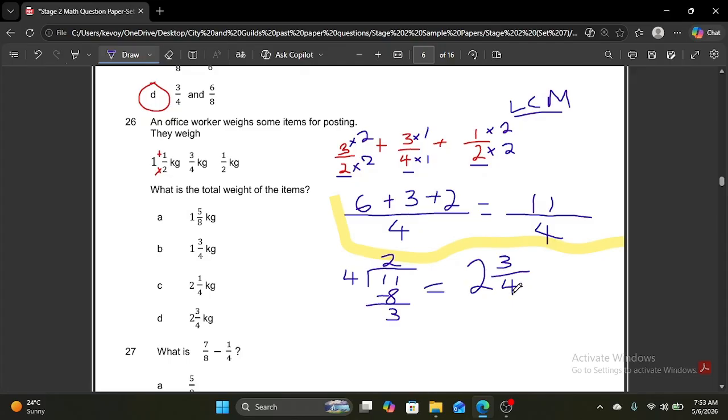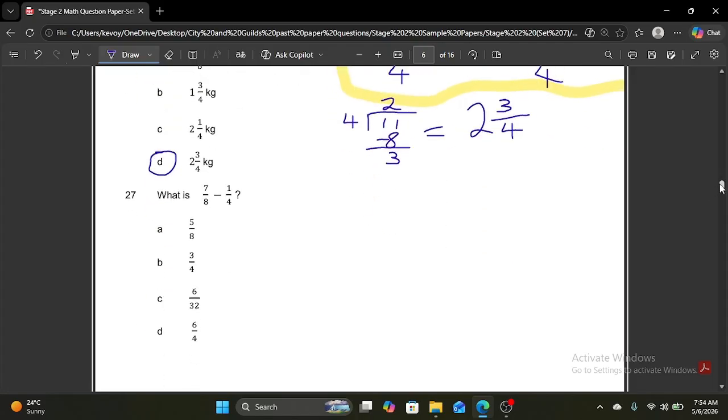So 2 times 4 is 8. 8 plus 3, that's what? 11. So that's our answer right here. We always ensure that we put back our denominator. So it's 4, this will be our numerator, and this will be our whole number. So let's see if we have the answer over there. That's 2 and 3 over 4. So that is the answer for 26.